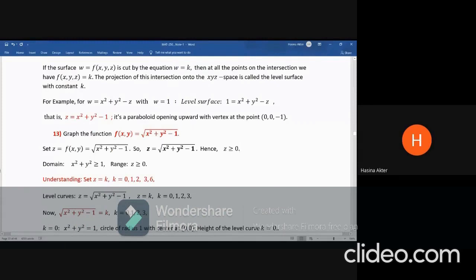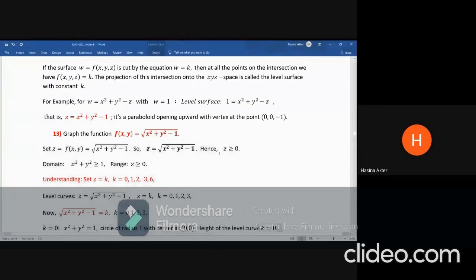Okay. So this is number 13, where we want to graph. We know the graph of this function, I think we know the graph of this function, right? Oh no, actually, guys, I don't want to explain this. Everything is written here. Just give it a thought. After that, we'll discuss this.